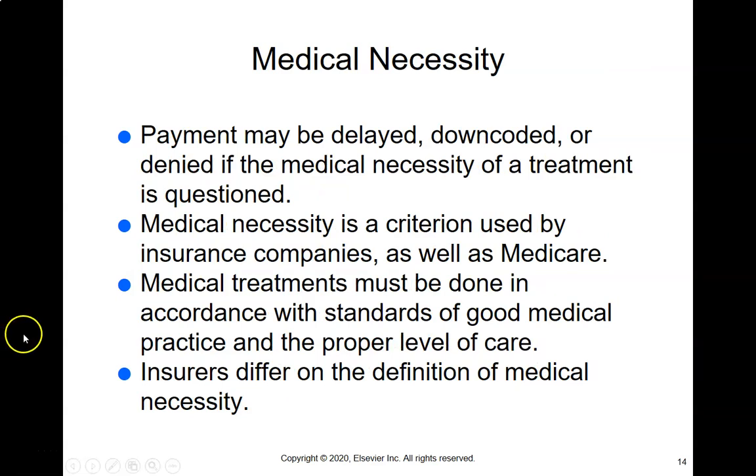Medical necessity. Payment may be delayed, downcoded, or denied if the medical necessity of a treatment is questioned. Medical necessity is a criterion used by insurance companies as well as Medicare. Medical treatments must be done in accordance with the standards of good medical practice and the proper level of care. Insurers differ on the definition of medical necessity.